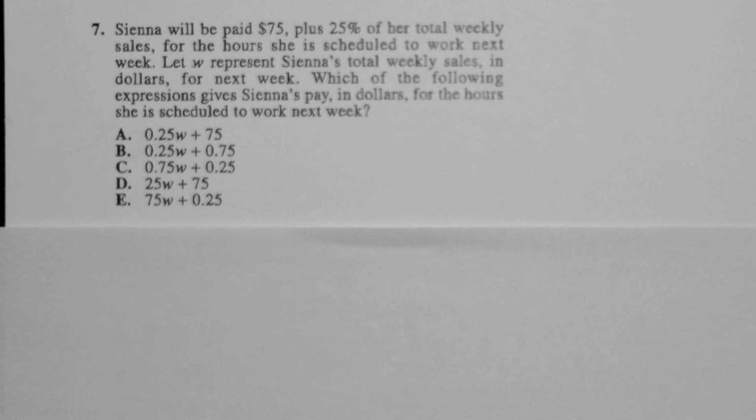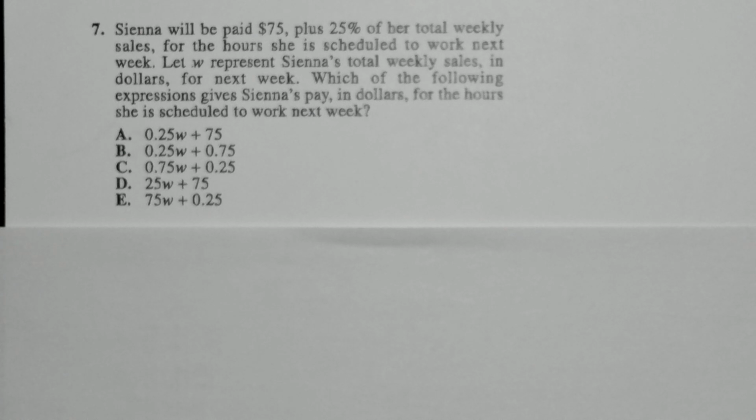Sienna will be paid $75 plus $25 of her total weekly sales for the hours she is scheduled to work next week. Let W represent Sienna's total weekly sales in dollars for next week. Which of the following expressions gives Sienna's pay in dollars for the hours she's scheduled to work next week?